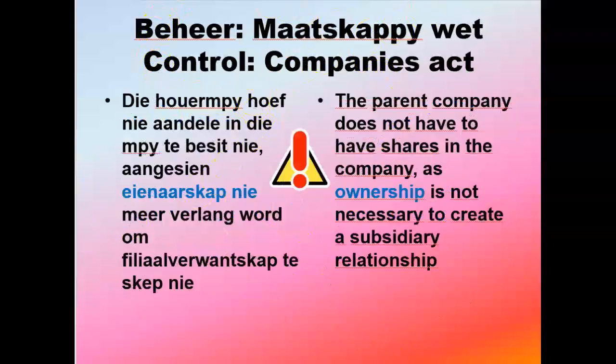Now, what is very important that you should realize is that the Companies Act does not dictate that the parent company must have shares in the company, because ownership is not necessary to create a subsidiary relationship. When am I an owner of a company? When I'm an ordinary shareholder. It says it's not necessary to be a shareholder of a company in order to control a company. And when do we have a group of companies? When are we going to do consolidated financial statements? If I control a company. So shareholding is not necessary.